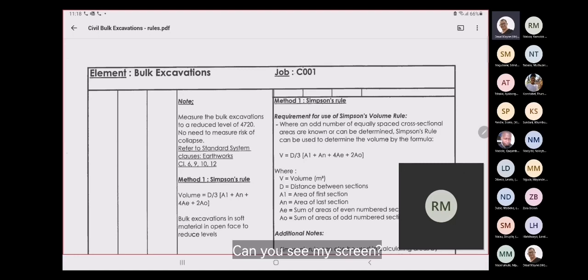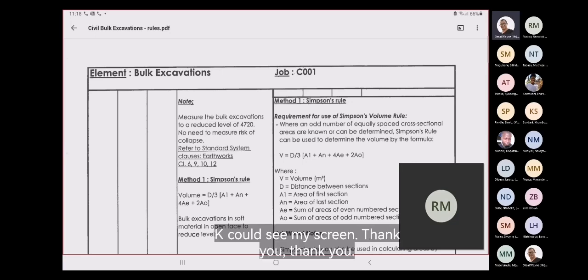Can you see my screen? Okay, you can see my screen. Thank you. Thank you, Tabasa. You can see my screen.